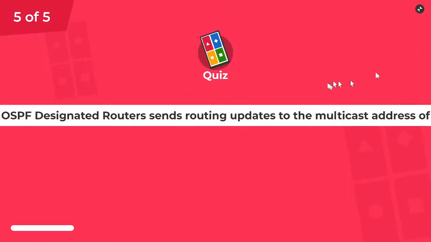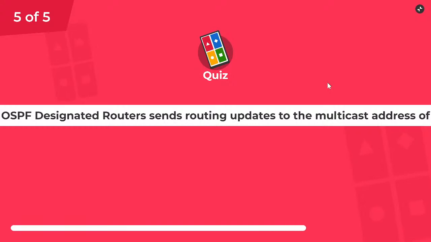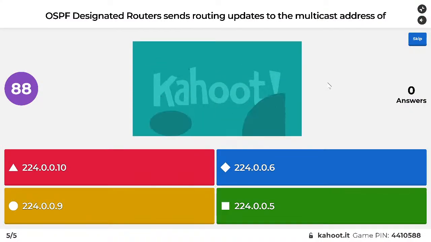Fair enough, it is .6. Okay. OSPF designated routers send routing updates to the multicast address of... That is a tricky one too now.